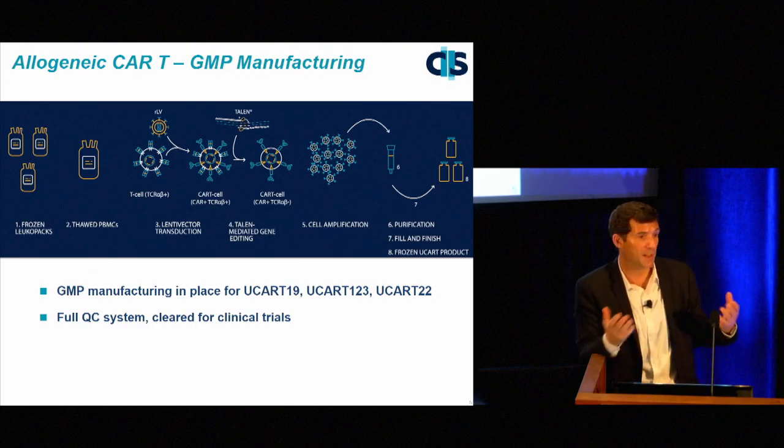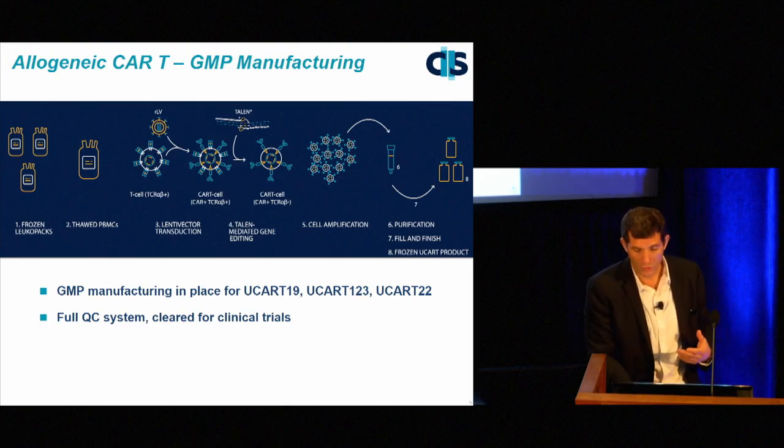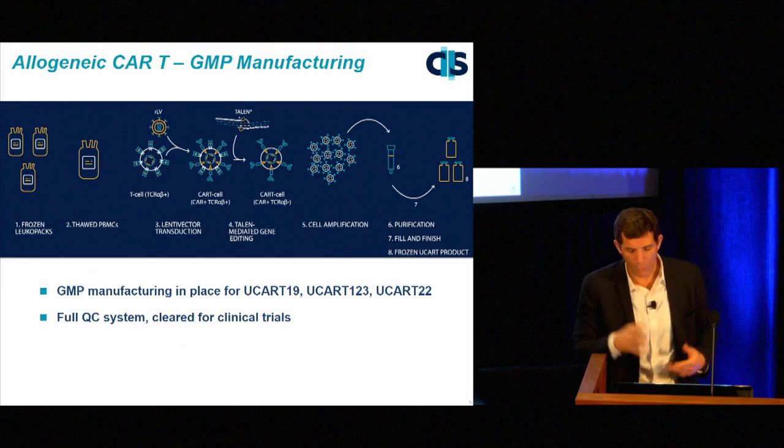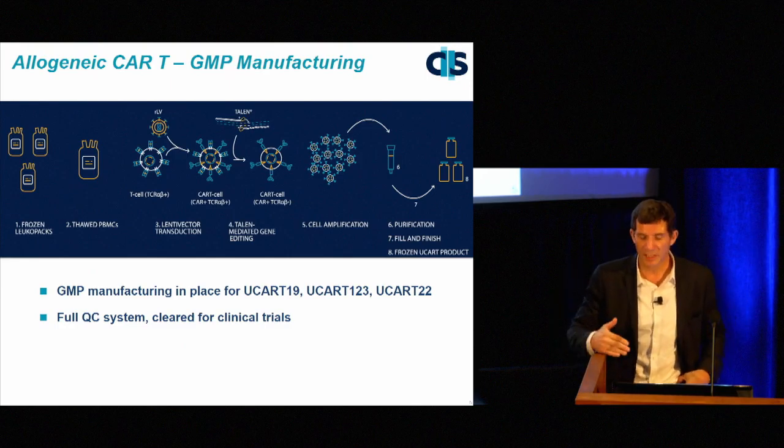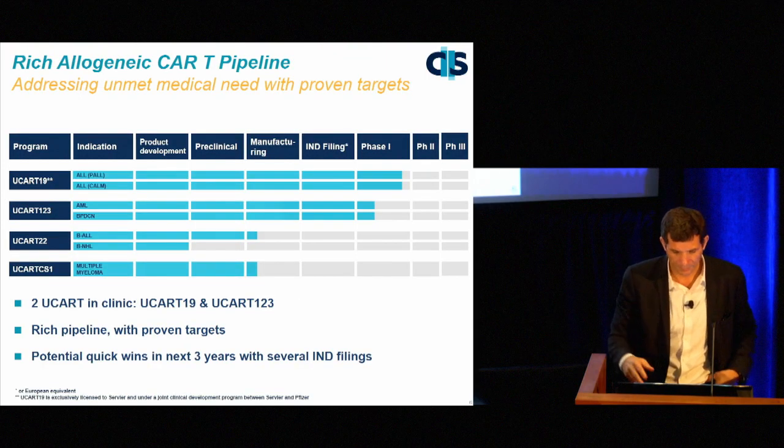It's not a personalized medicine, it's what's called universal CAR T cells, so UCART. We've already manufactured a series of these CARTs, a CD19 one, CD123, CD22, in a full QC system.